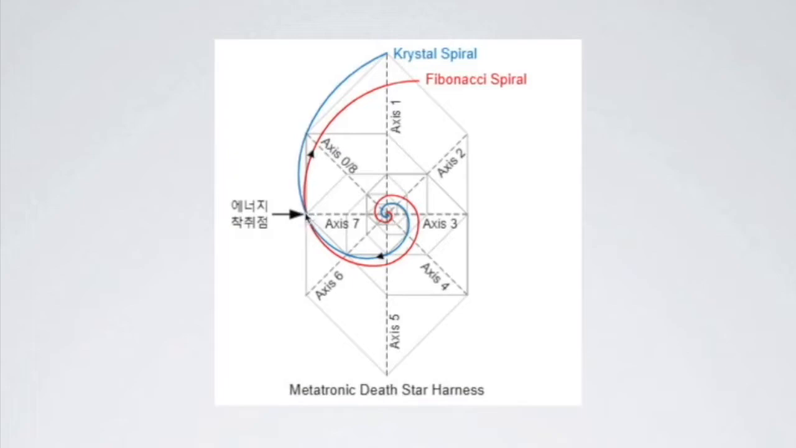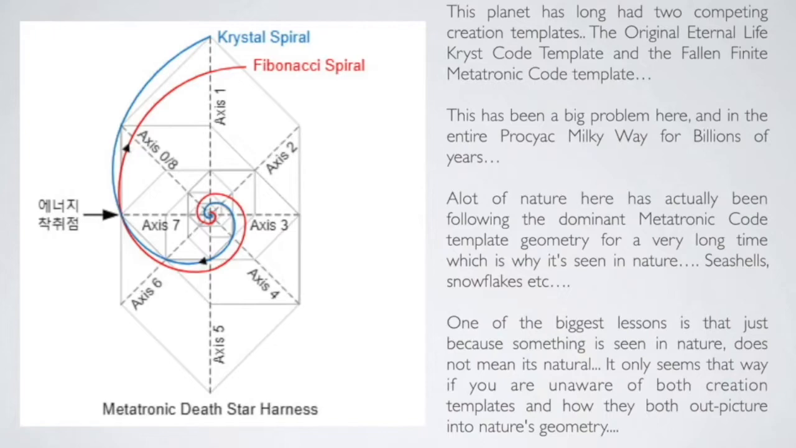Now, this time where they're going to cross is actually in November 2023. So we're here somewhere in terms of time, because this is like a time spiral. So we're somewhere in this period here, just before they cross. This planet has long had two competing creation templates, the original Eternal Life Kryst code template and the fallen finite Metatronic code template. This has been a big problem here and in the entire Prosiaque Milky Way galaxy for billions of years.